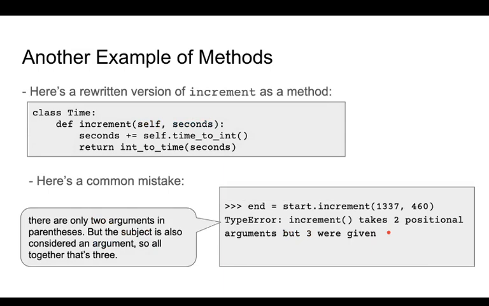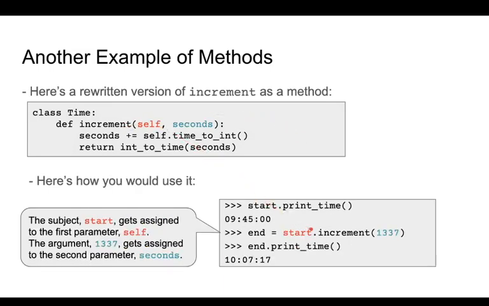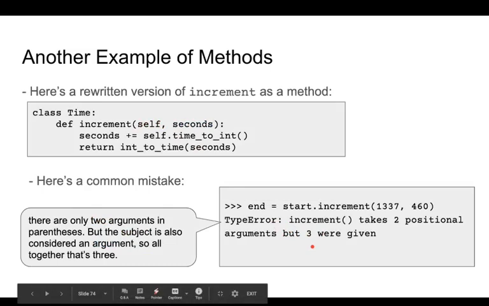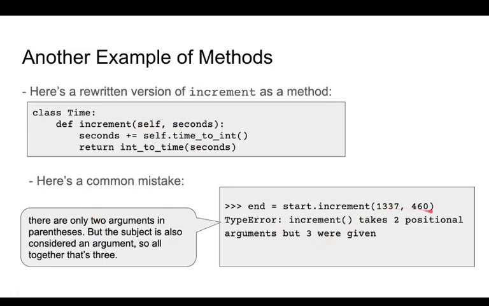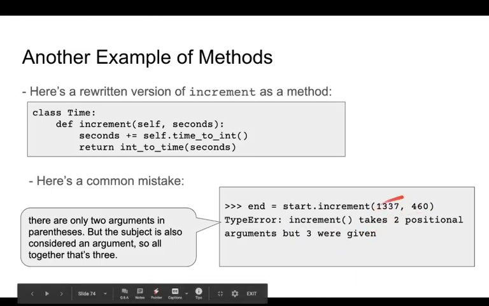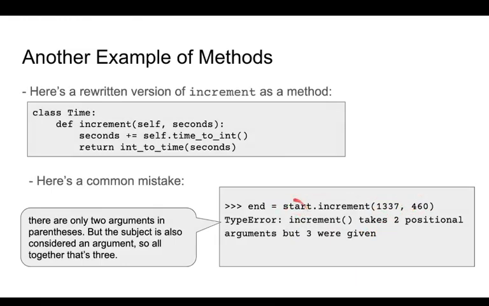When you have this new argument of self, it can throw you off. So here is a typical error where it says 3 were given, but you only see 2 arguments here. That's because your start counts as the first argument. There's 1, 2, 3 arguments, 3 inputs.